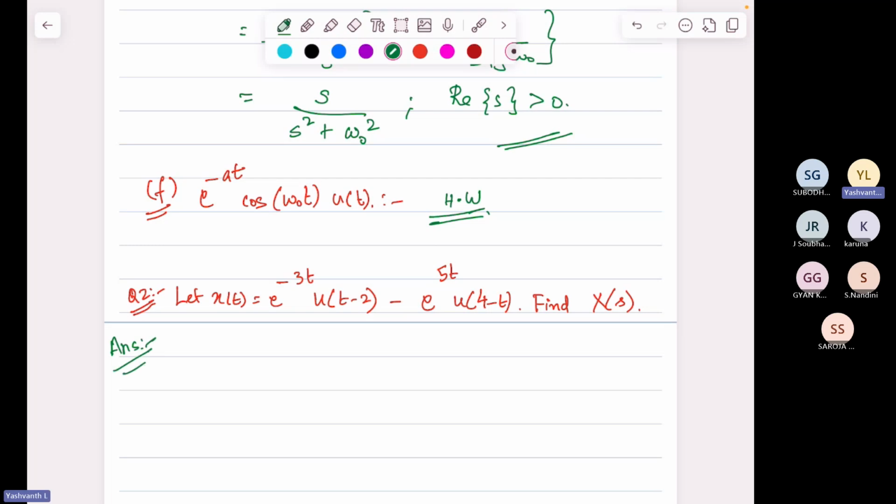Answer. The trick is to first separate out different terms and then again use linearity of Laplace transforms. So let me rewrite. x(t) is nothing but e^(−3t) u(t − 2) minus e^(5t) u(4 − t).